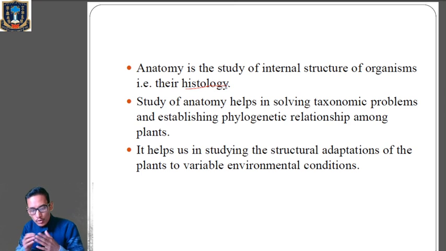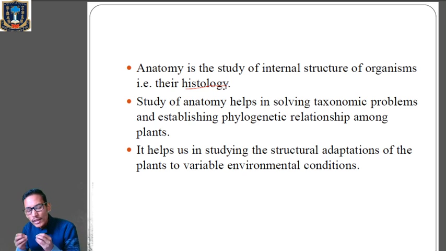So in anatomy, what are we going to learn? We are going to learn about the structure of the tissues in flowering plants, different types of cells, and different types of tissues. And generally, what is a tissue? It's mainly a group of cells having the same origin and performing the same function.